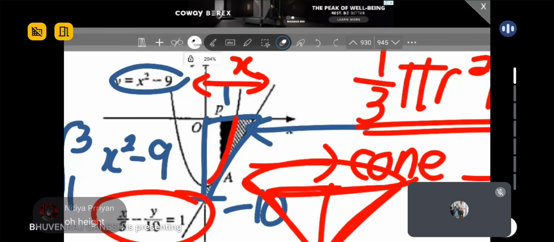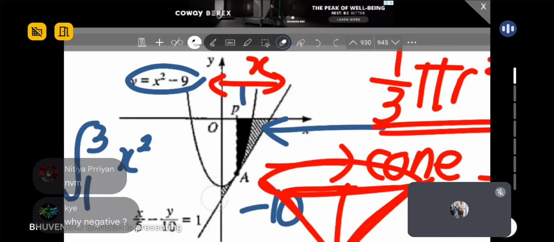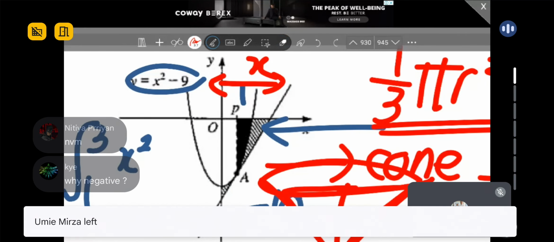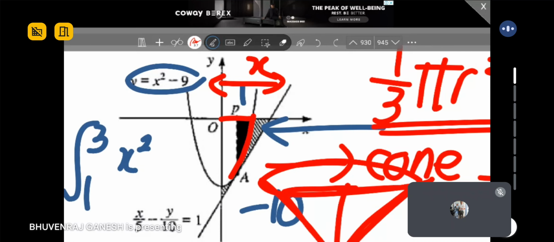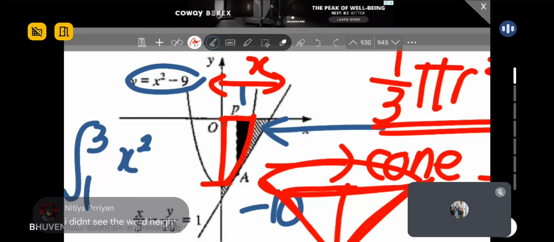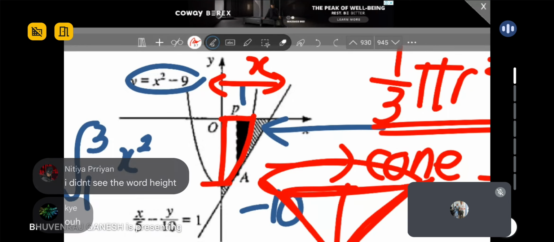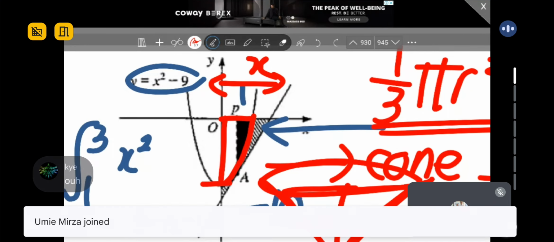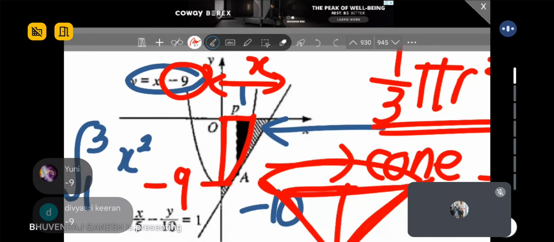So now the volume under the curve. This one you guys must see carefully. You want to minus this area, guys. So may I know what this value is? This value is the y-intercept of the curve, am I right? Pintasan y lengkung. So your y-intercept of the curve is negative 9.